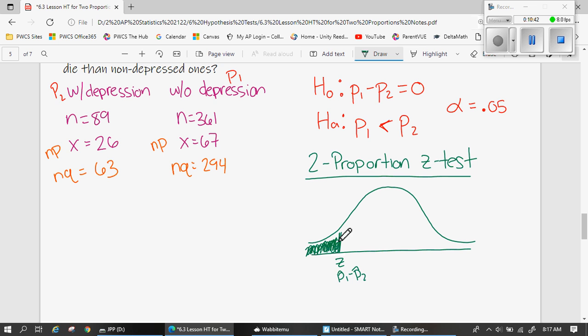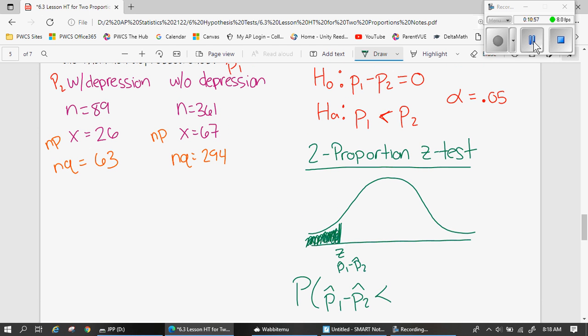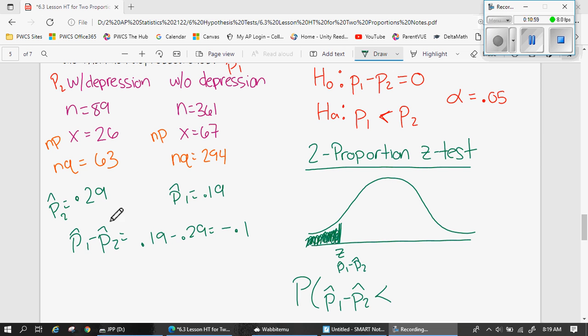And so we're just going to do that on the calculator. And I want to write this notation. I'm going to find the probability that our sample difference is less than, and we should actually find that sample difference. So let me go calculate p-hats real quick. If I calculate my p-hats, I do get a bigger p-hat, a bigger sample proportion, for my deaths with depression. Thinking about this again, I might have done depression minus without depression to not get a negative number, but that's all right.